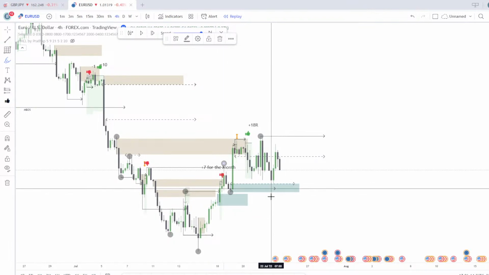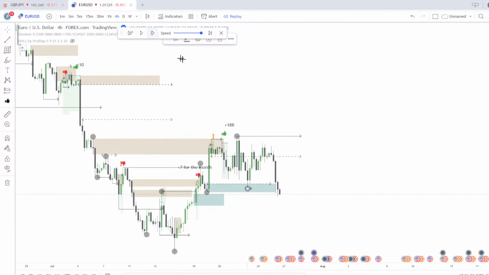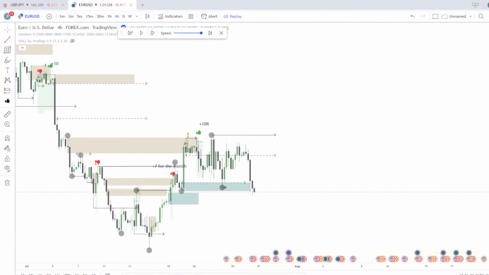Just marking out our swing structure. Now we just need to see what price wants to do. Is price going to break the high or break the low? There, it breaks the low. Now we choose the order block to trade from. We'll trade from this range here.